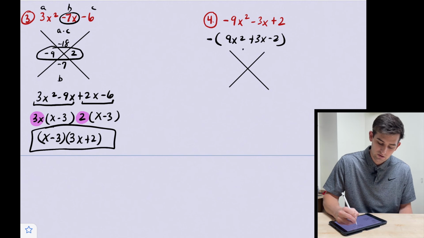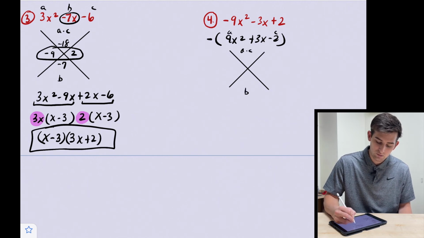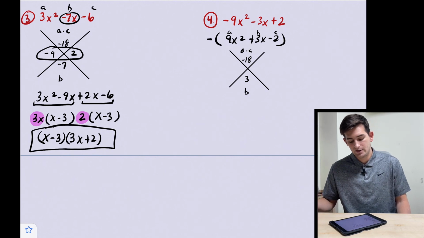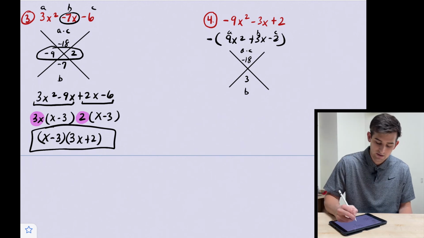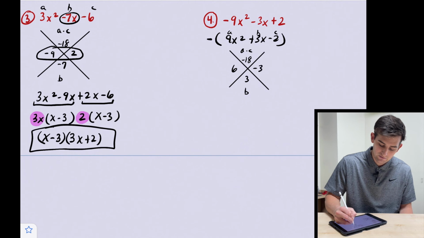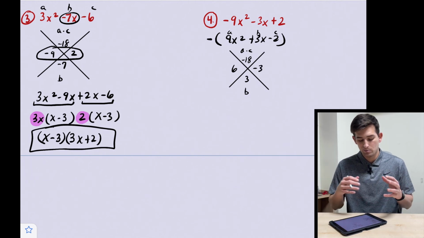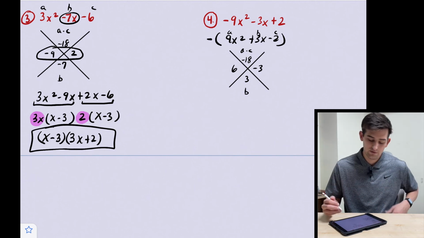Okay, so a times c and b. So a is 9 and c is -2. So this is -18 and b is 3. Okay, so I want two numbers that add to 3 and multiply to -18. So this is going to be 6 and -3, because 6 times -3 is -18, and 6 plus -3 would be +3.